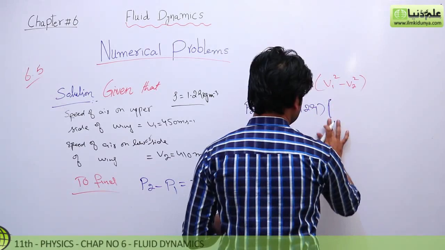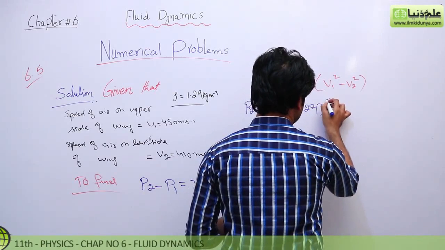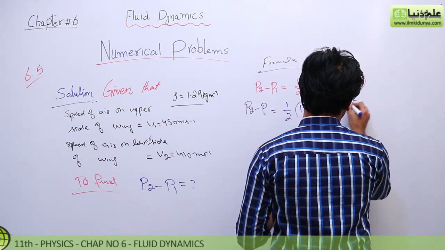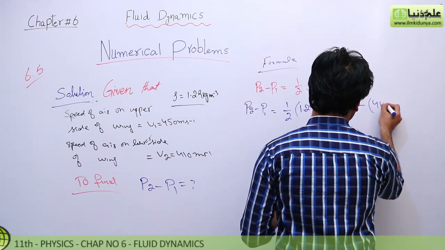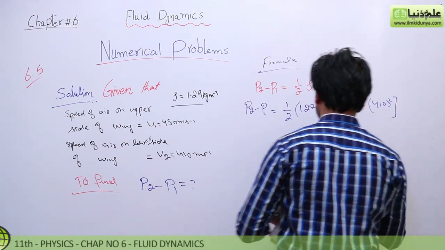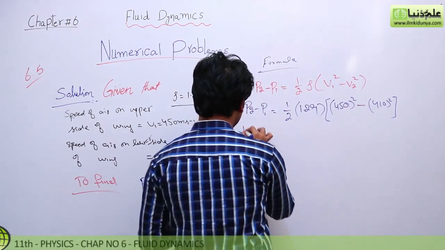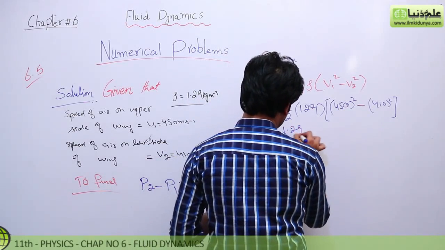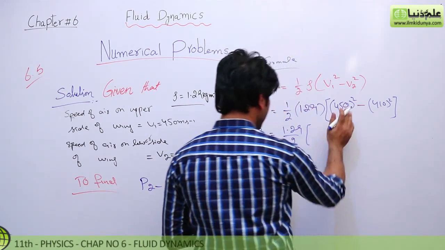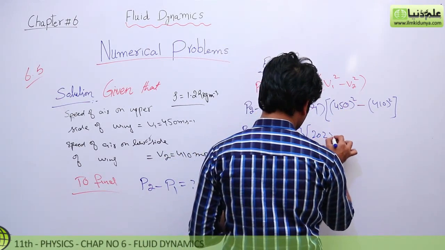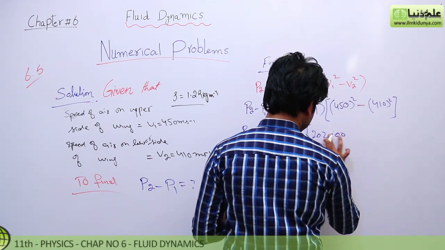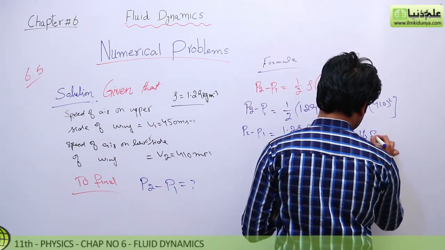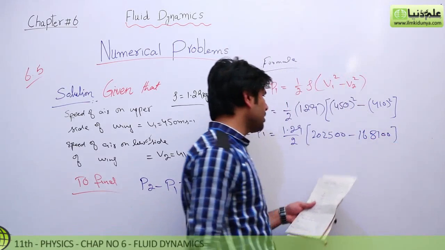We can put these in square brackets, then small bracket, 450 square minus 410 square, and close the square bracket. When we solve this, we will have P2 minus P1 equal 1.29 over 2. The square of 450 should be 202500. It is 5, not 6. Minus 168100.